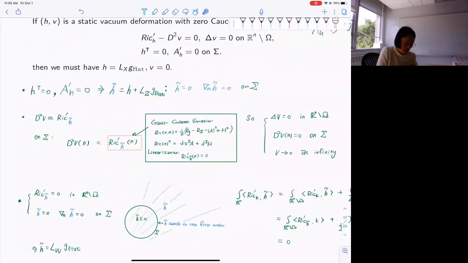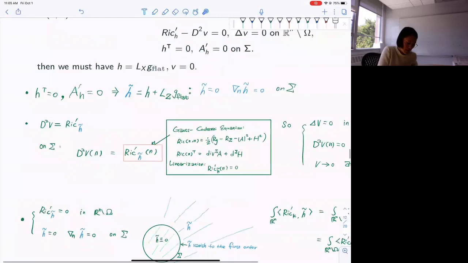We contract the equation, let me make it larger. We contract the equation on both sides with the unit normal n. Okay, we get the Hessian of V contracted with n should equal Ricci prime, the linearized Ricci tensor, contracted with n. Okay, and on the right hand side, this term is actually equal to 0. Because we can consider the Gauss-Codazzi equation, we know that the Ricci tensor contracted with the unit normal vector can be written in terms of those extrinsic and intrinsic curvatures of the boundary manifold. This is true for all metrics, so we can take the linearization of those equations.